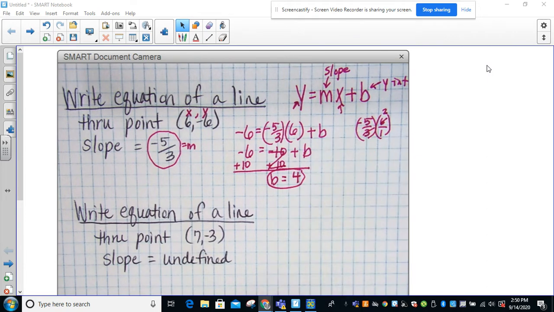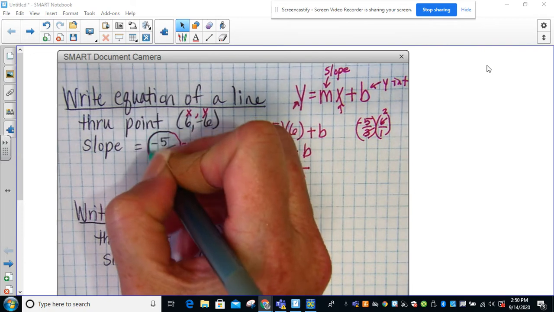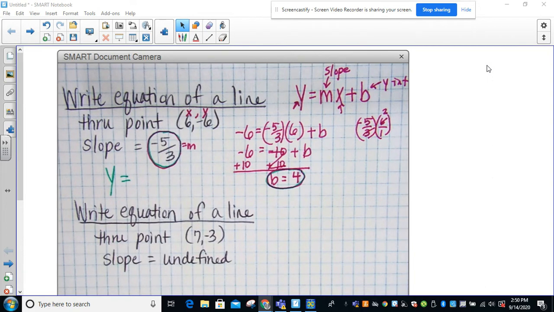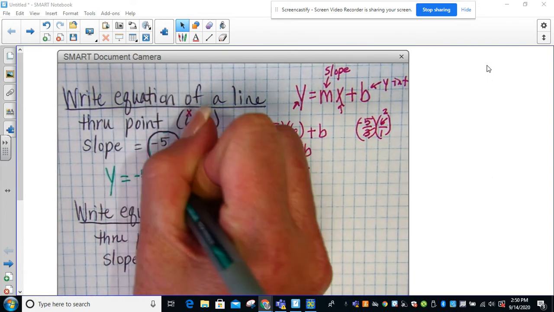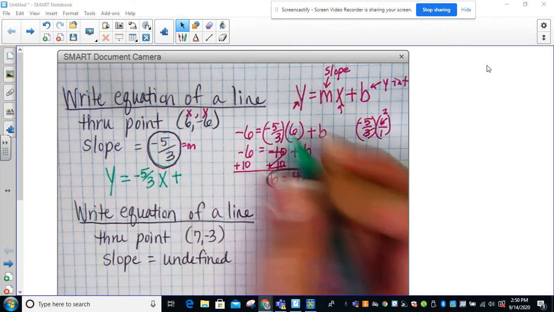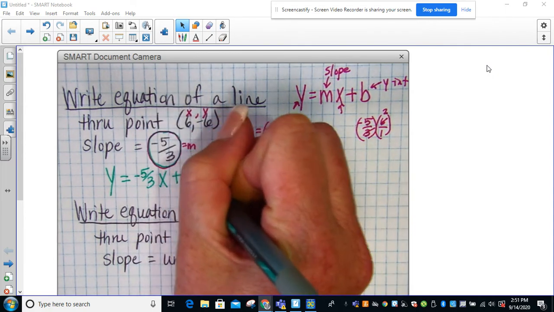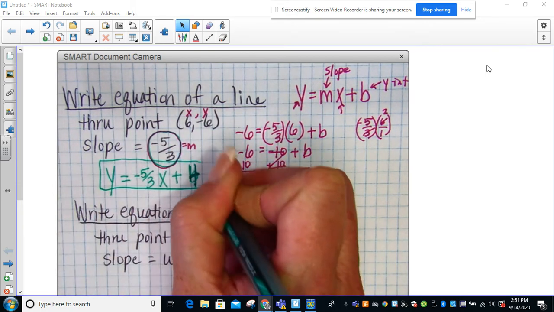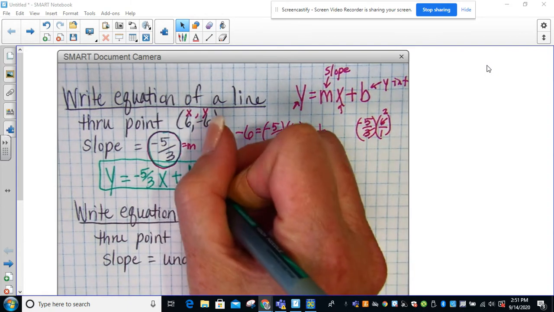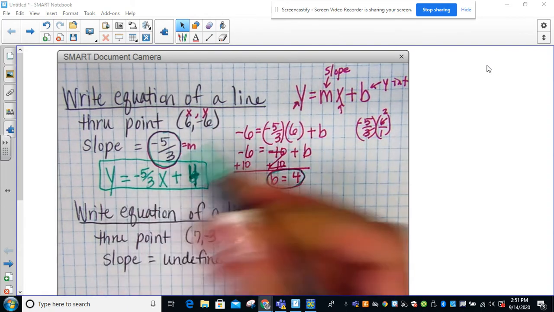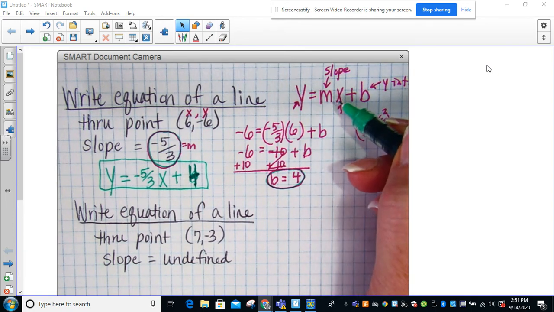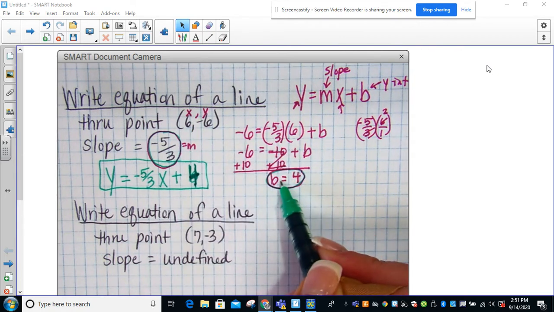So now we have our two pieces of information that we need to write the equation. We have the m and we have the b. So the equation is y equals -5/3 x plus 4. Sorry, the b is 4. Now, when we're finally writing our end equation, we don't plug in the x and the y, because in a normal equation written in slope-intercept form, the x and the y are left in it. So we just use them in order to solve for the b.